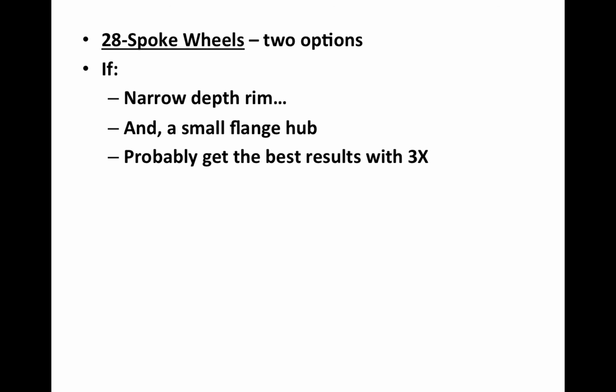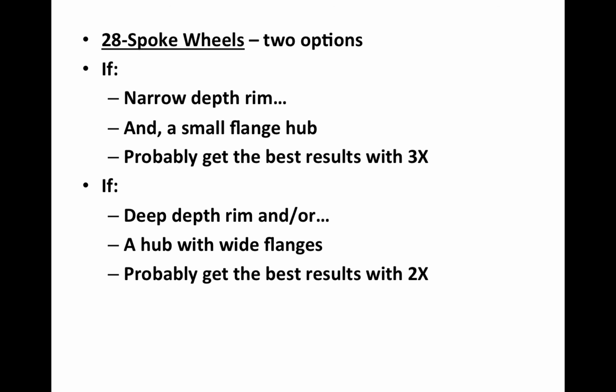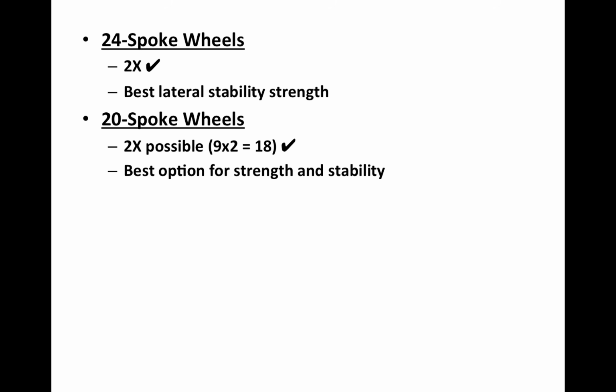And back to our summary, if we have 28 spoke wheels, we once again have two options. We have exactly the same situation as we had with 32, depending on our choices. We can go with a 3-cross or we can go with a 2-cross. The 2-cross, as we saw, is going to be a little bit stiffer. If I've got a wheel with 24 spokes, let's do a 2-cross. If I have a 20-spoke wheel, let's once again do a 2-cross. If I have 16 spokes, I'm limited to a 1-cross.